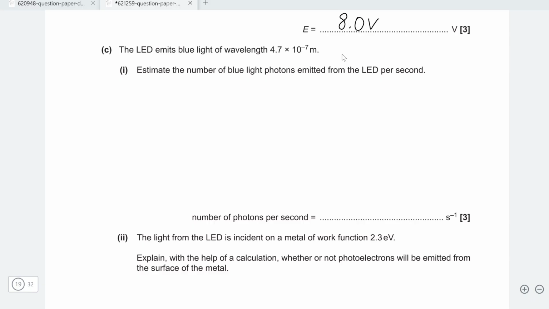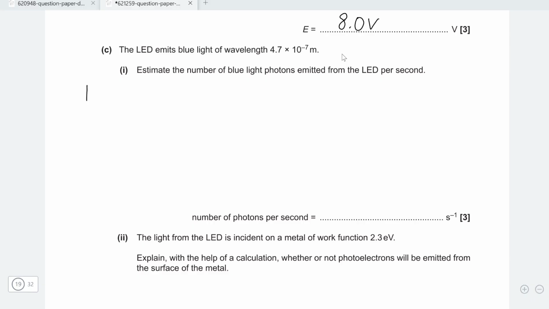Okay, so next part, the LED emits blue light of wavelength 4.7 times 10 to the power of minus 7 meters. Estimate the number of blue light photons from the LED per second. For that, we first off need to calculate the energy of a single photon.